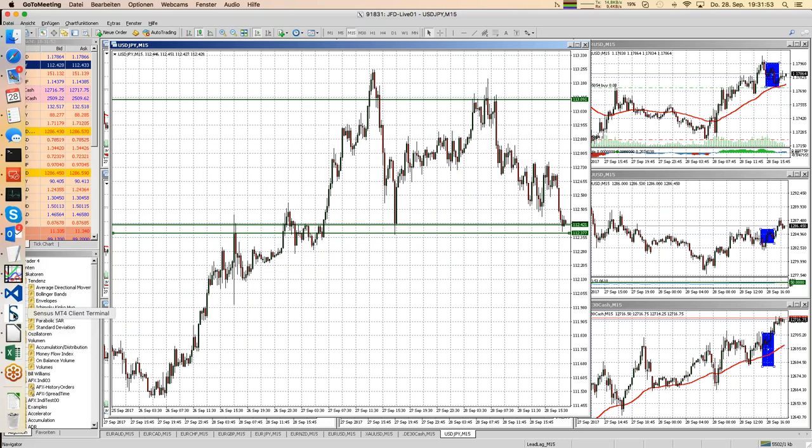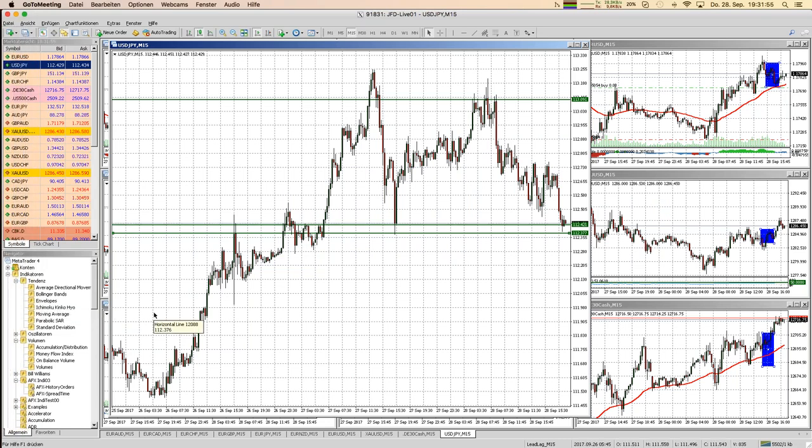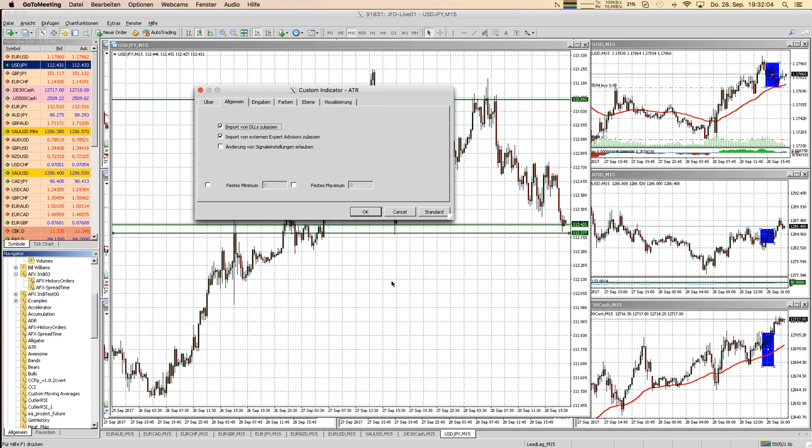The other thing you can do here to get good stop loss values, or at least to have a hint of where to set the stop loss value, is you simply use an ATR in your chart.